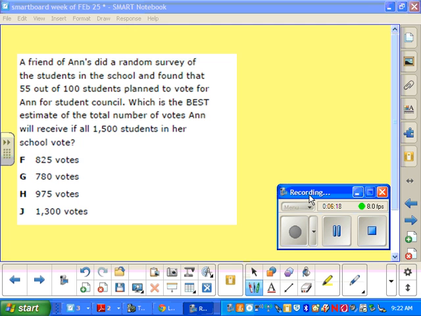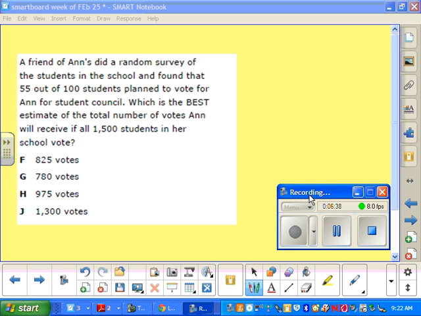A friend of Anne's did a random survey of the students in the school and found that 55 out of 100 students plan to vote for Anne for student council. What is the best estimate of the total number of votes Anne will receive if all 1,500 students in her school vote?